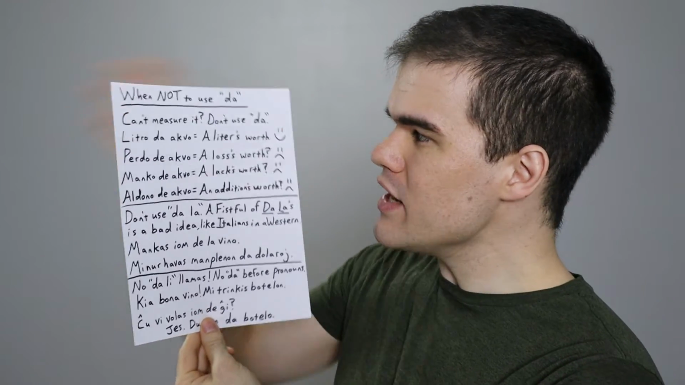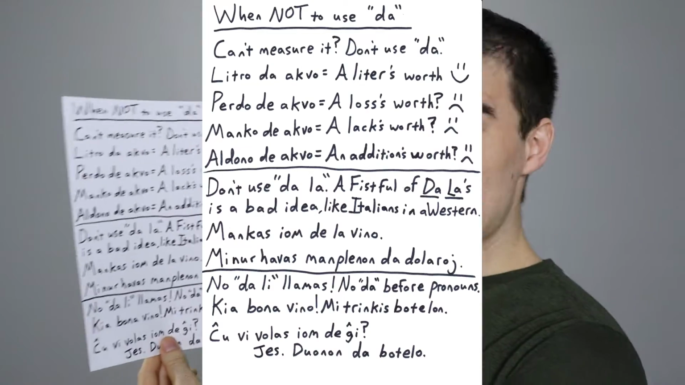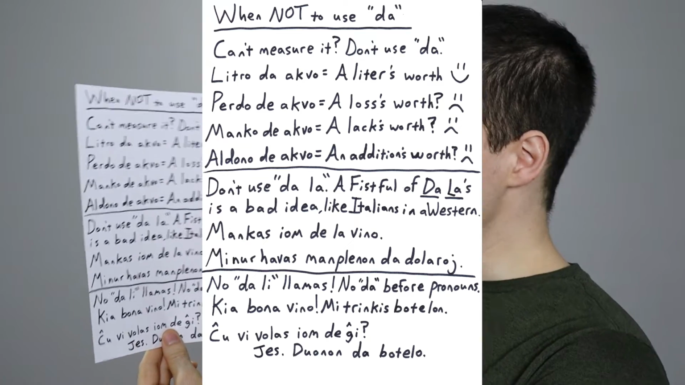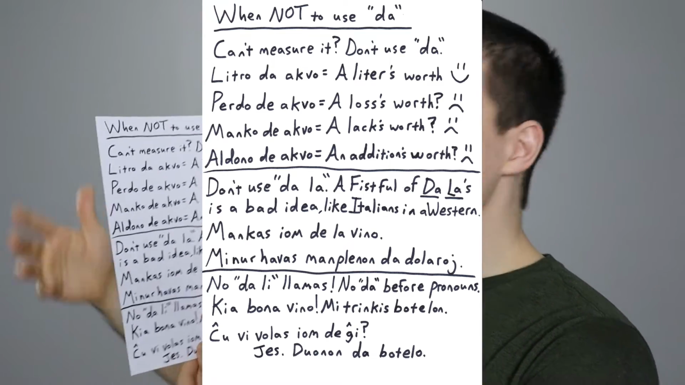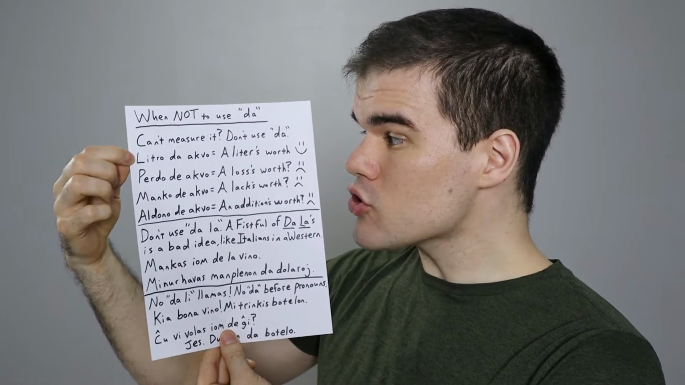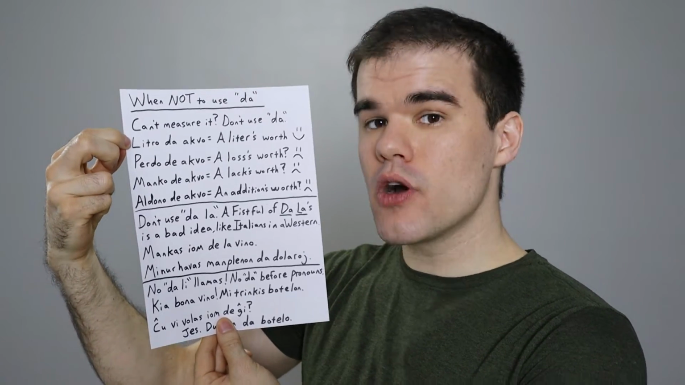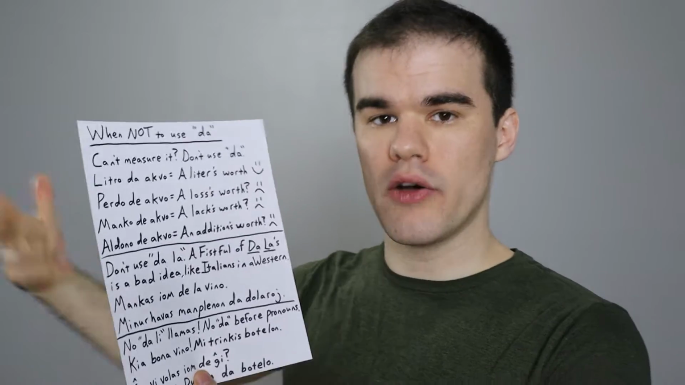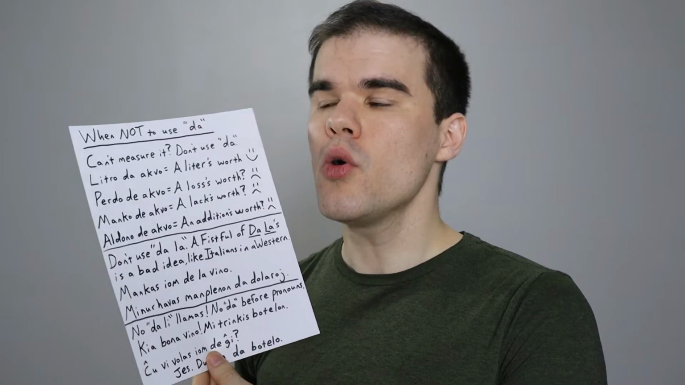Now, let's look at where we should not use da. When not to use da. If you can't measure it, then you shouldn't use da. Don't use da if you can't measure a thing. For example, if you say litro da akvo, a liter of water, well, that's just fine. Yep, a liter's worth of water. How much water did you drink? Kiom? Litron da akvo. Oh, a liter. Yeah, that's good. You're staying hydrated.